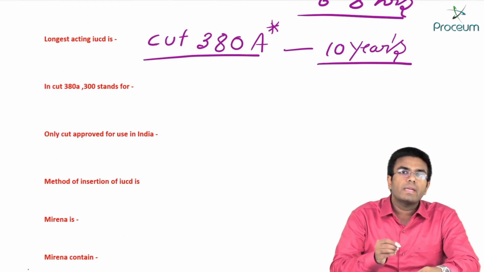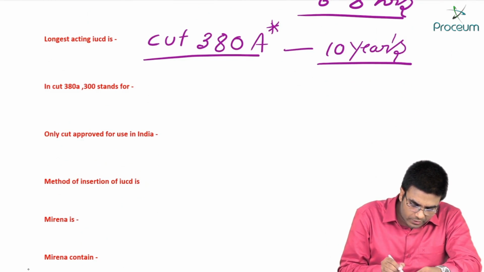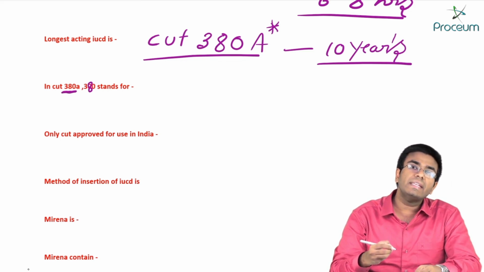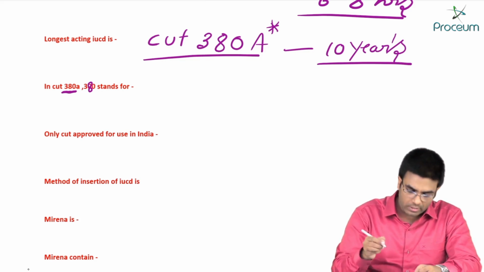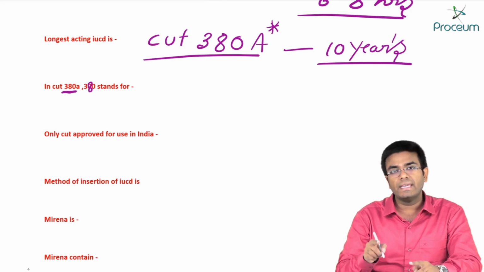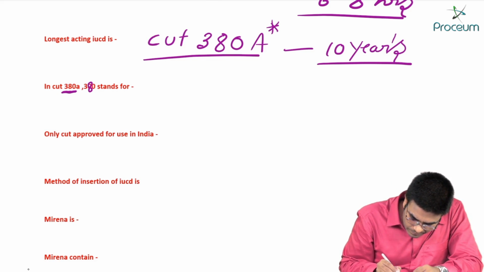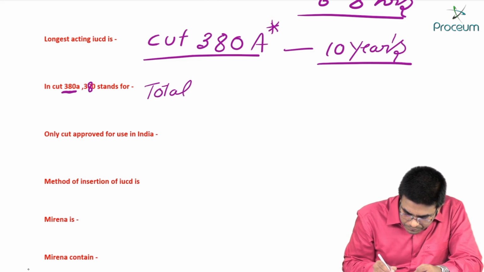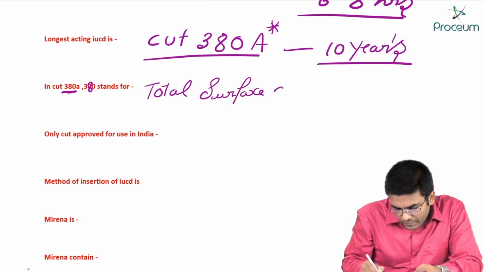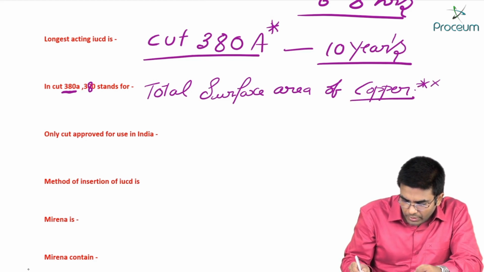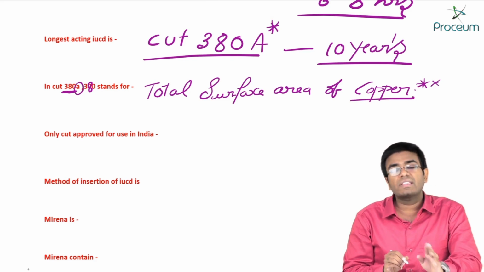Now, in Copper-T 380, not 300, it should be 380. This numerical value, this 380, stands for what? This 380 stands for the total surface area of the copper. So, the total surface area of the copper in Copper-T 380A is 380 mm square. So, in Copper-T 380, 380 stands for total surface area of copper. Okay, important. And this A after 380 stands for arm.